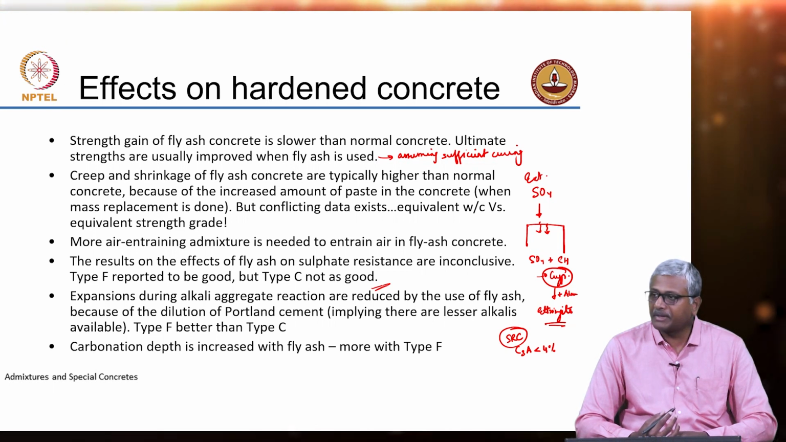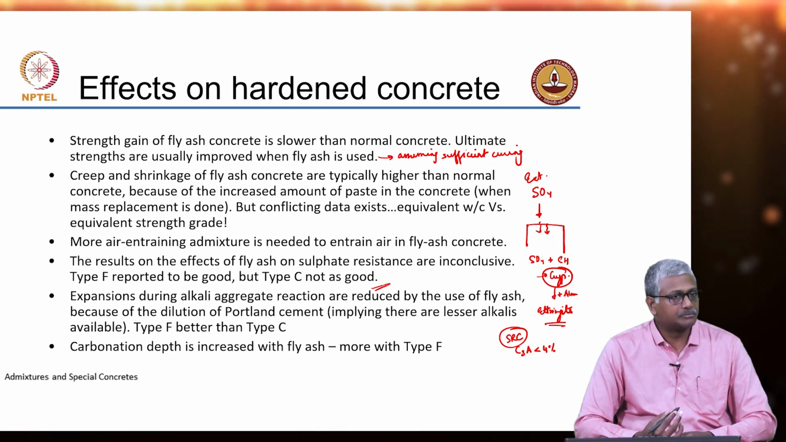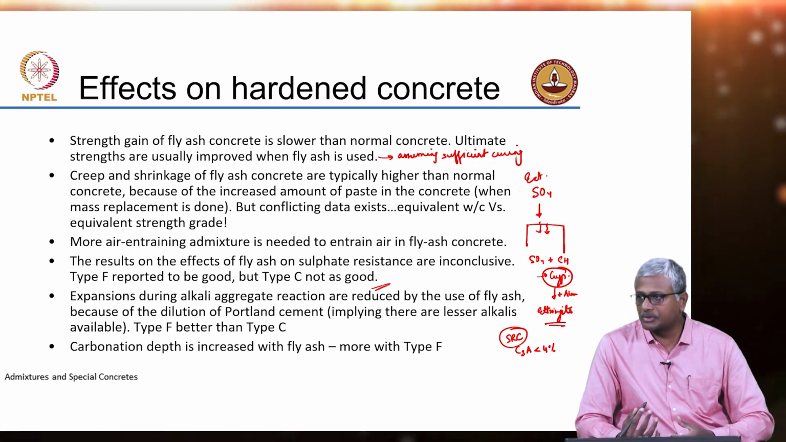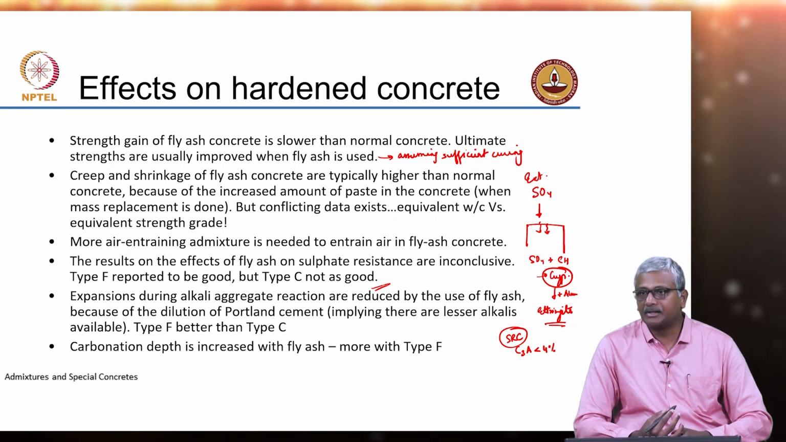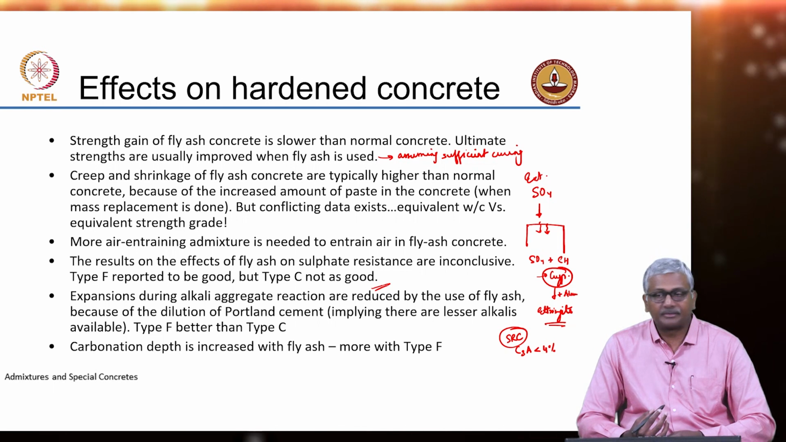Now, what other mechanism will you choose to protect against sulphate attack? You have chosen the use of either low C3A or chosen the use of fly ash as a replacement, let us say. What other parameter is protecting against sulphate attack?